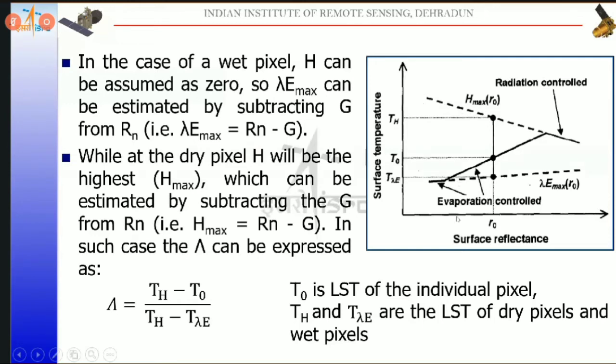Whereas on the evaporation control line, there are no water stress conditions, while on the radiation control line, there are water stress conditions for the particular pixel.